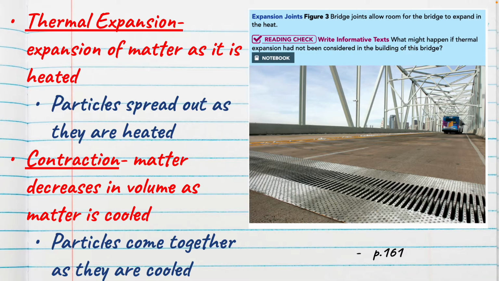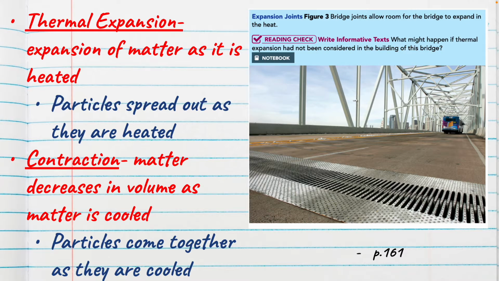Contraction. Whereas expansion is where we're expanding, contraction is obviously the opposite of that. Matter decreases in volume as matter is cooled. We're taking that energy away, those particles are going to come closer together, and then matter is actually going to contract. So when we make things cooler, they're going to shrink.